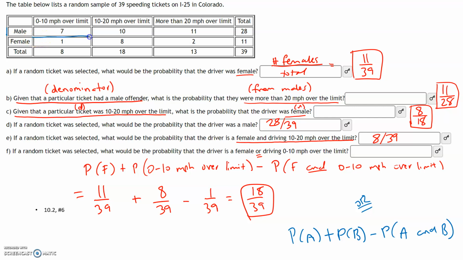Okay, so take a look at how we got to the 11. We got to the 11 by adding the 1 and the 8 and the 2. And then take a look at how we got to the 8. We got to the 8 by adding these. So this 1 got counted twice, once with the blue, once with the green. So we got to subtract off the 1 out of 39. 11 plus 8 is 19 minus 1. That'll be 18 out of 39. So the word or always is going to be P of A plus P of B minus P of A and B. And keep in mind that this and is the intersection of female and 0 to 10, which is going to be 1.